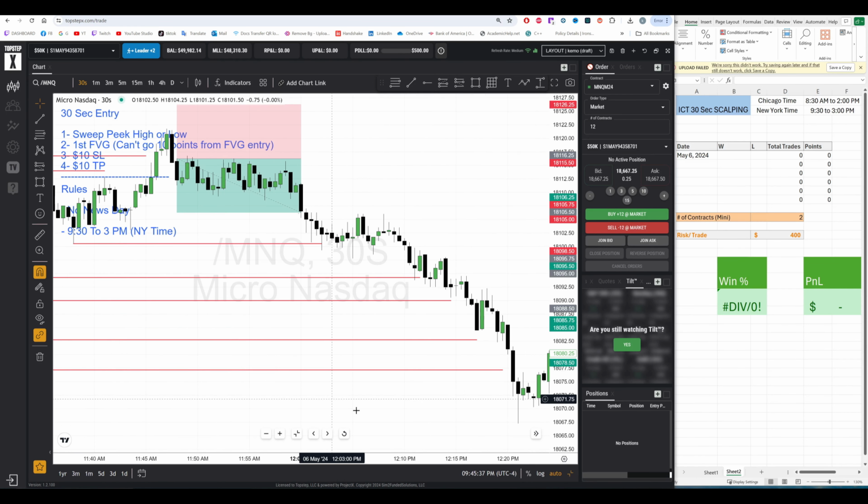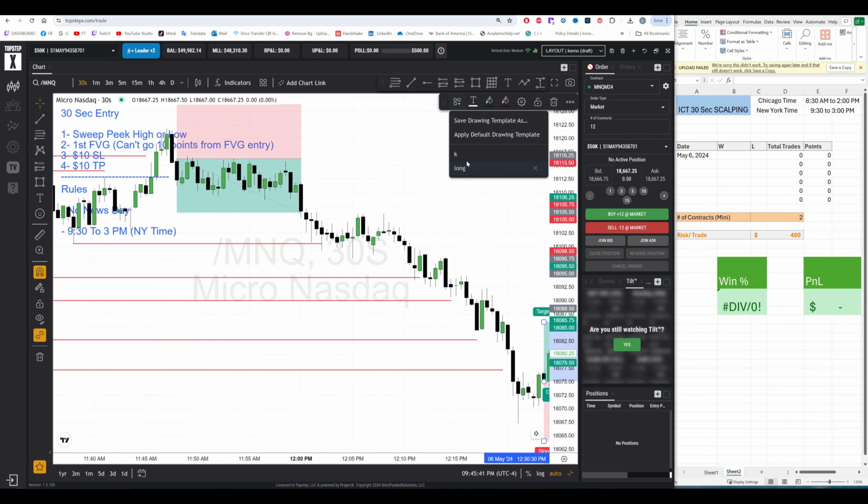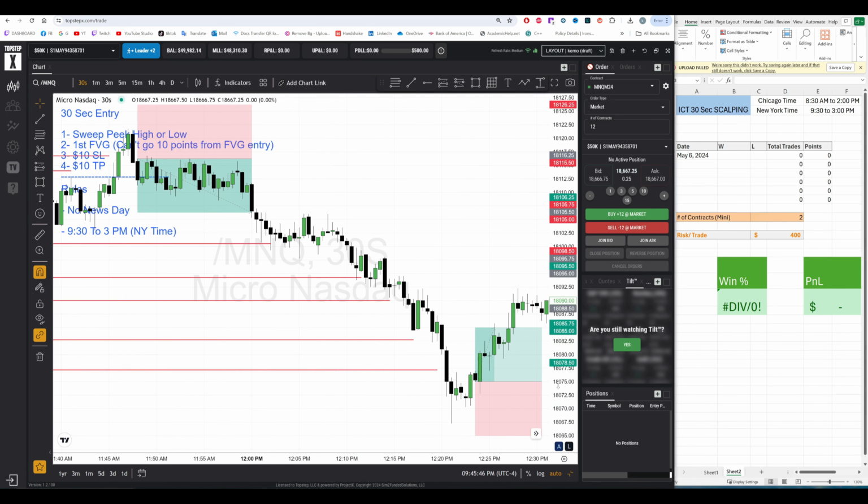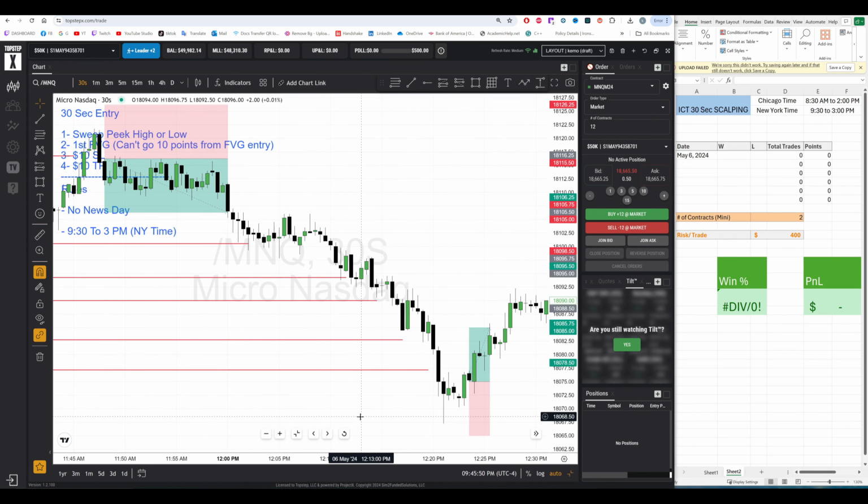Okay, let's see a bullish setup. Bullish setup. Whoa, let's go. All right, here's the 10 points. Awesome. A lot of LR, low resistance liquidity run.